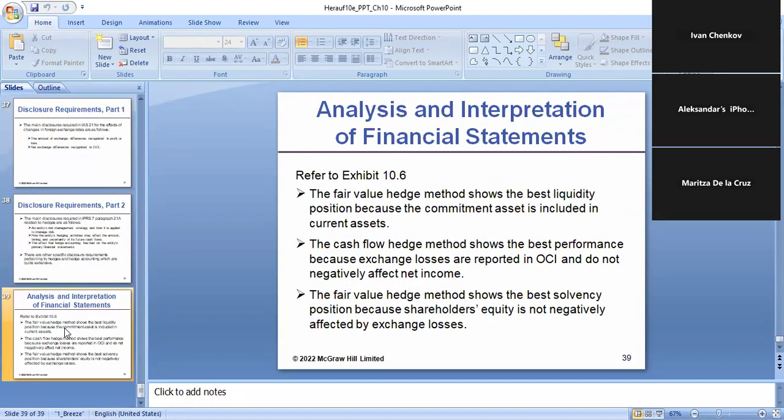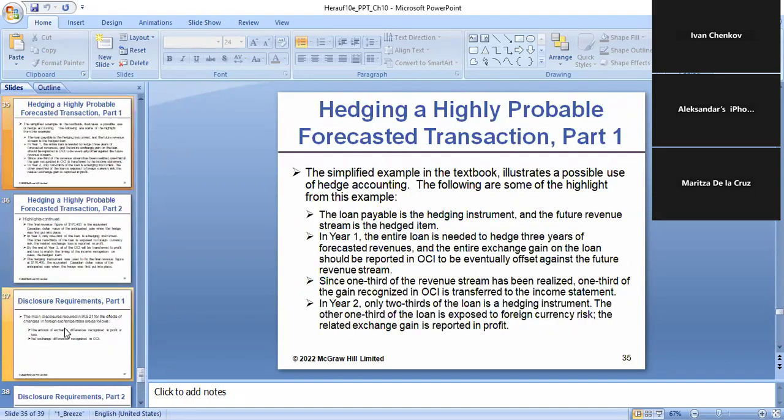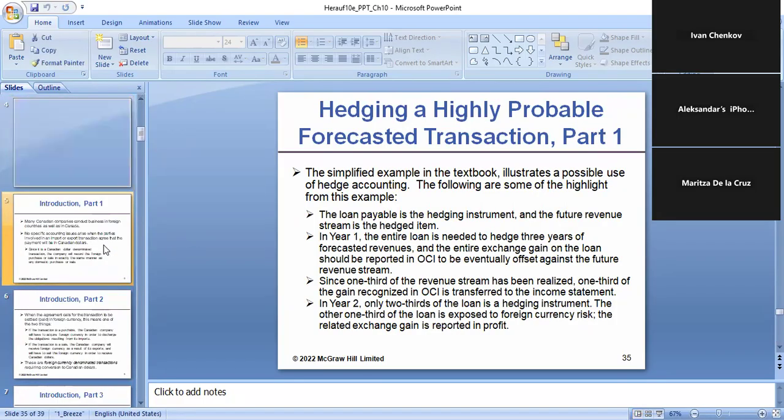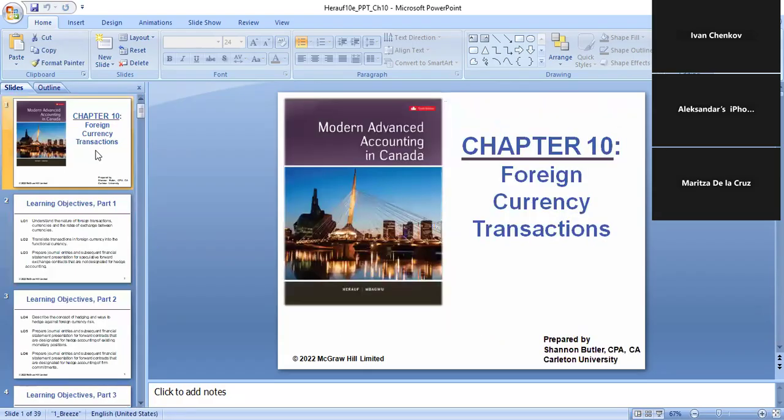And that will be all for foreign currency transactions. Now, for the foreign currency transactions, you're going to have an assignment, which is the assignment for chapter 10. Again, try to do the assignment, because questions from that assignment are going to come on the final.